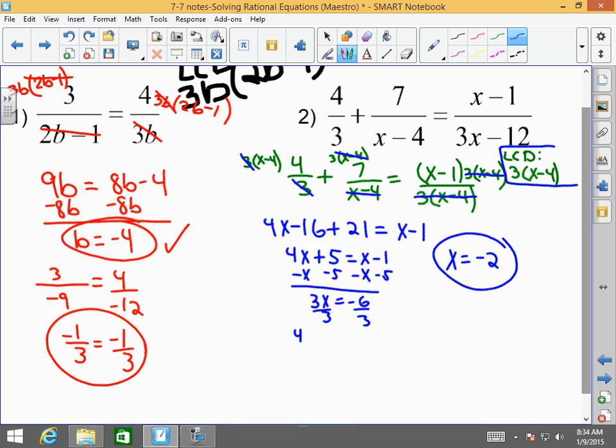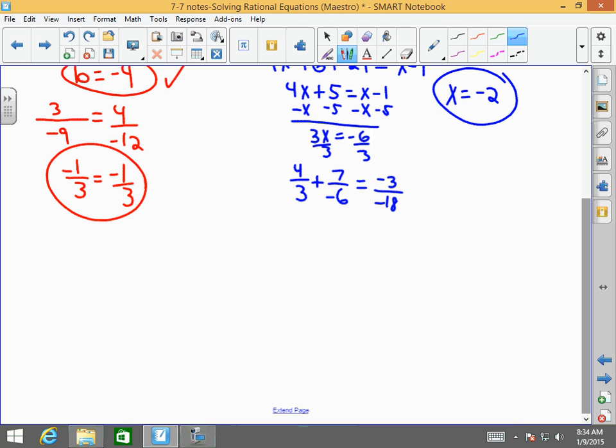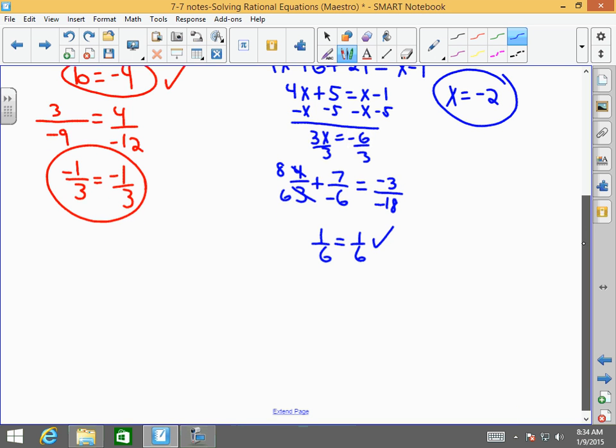So does 4/3 plus 7 over negative 6, right? Because negative 2 minus 4 is negative 6. Does that equal negative 3 over negative 6 minus 12? That's negative 18, correct? Negative 18. Okay. So basically, this turns to a 6. This goes to an 8. Right, my brothers? So 8/6 minus 7/6 is 1/6. And I can reduce here by dividing negative 3 to top and bottom, which equals 1/6. So it works. Yes, sir.